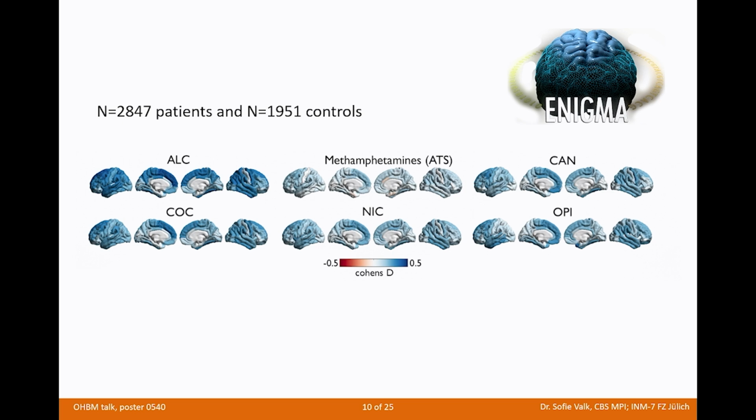Here also kudos to ENIGMA for making this so easily available. We had data from 2,847 patients and 1,951 controls. As you see, it is all blue, meaning reductions of cortical thickness relative to controls, and all these patterns are slightly variable. Alcohol shows very strong reductions overall, but also cannabis, opioid, nicotine, cocaine, and other substances show these differences. Our question was then how the impact of substance use disorder across substance use disorders would be systematically organized.